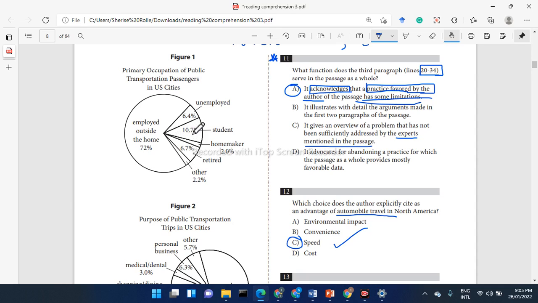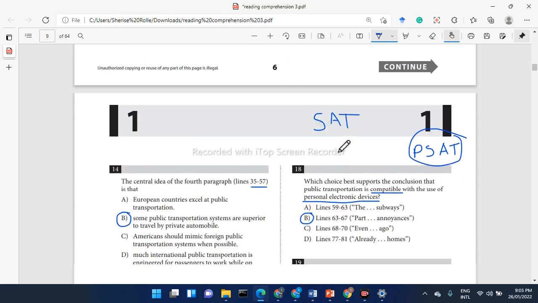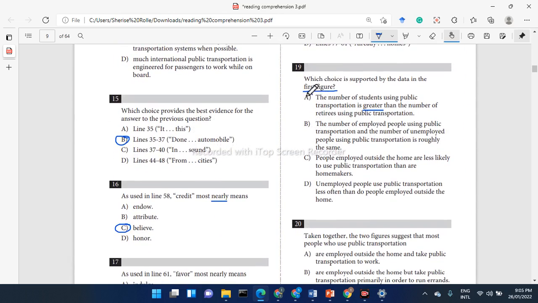And how much are retirees? 6.7%. So which is more, the number of students using public transportation or the number of retirees? Students. So the correct answer is A. The number of students using public transportation is greater than the number of retirees using public transportation.